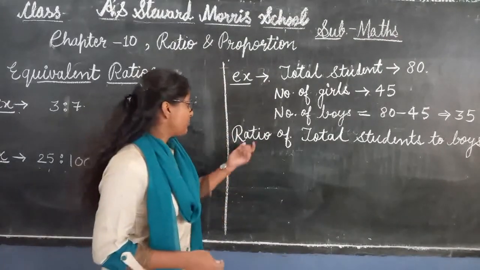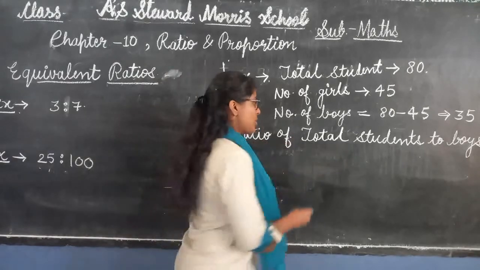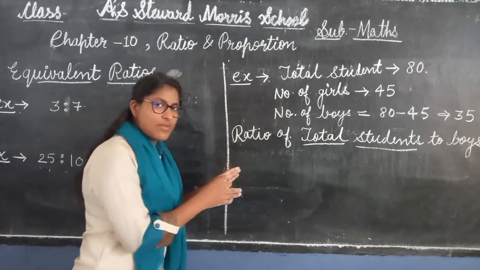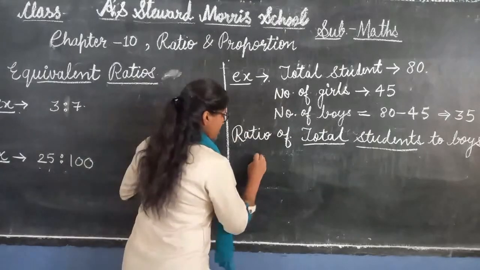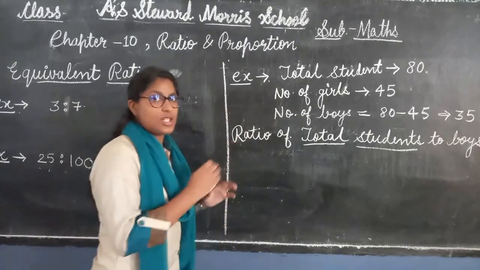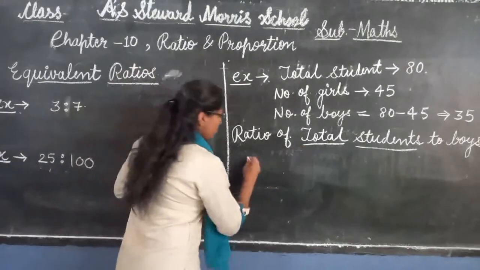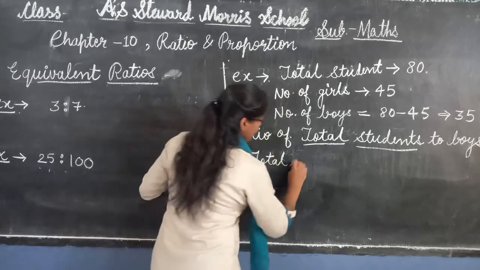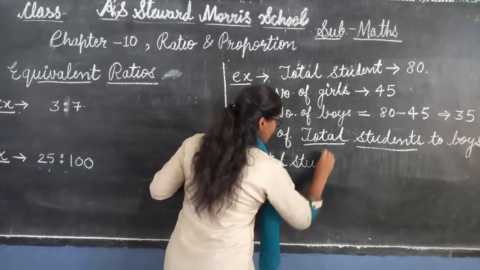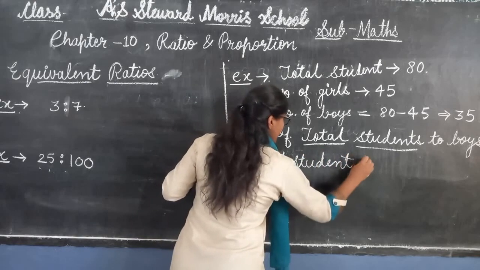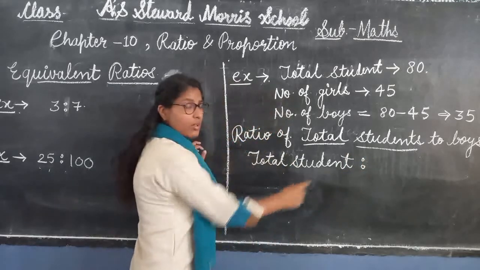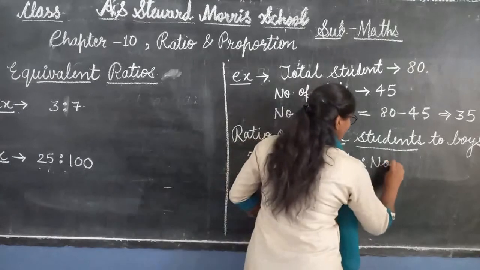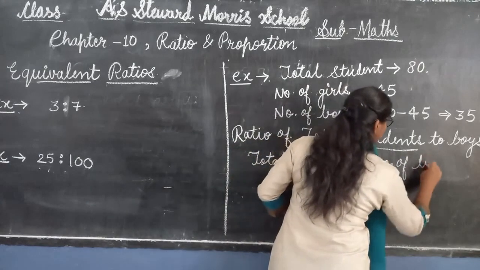Just one example, ratio of total students. Total students is written first. Whatever information is given first, we put that first, as the antecedent of the ratio. Total students is to, ratio symbol, okay, to boys. So here we are writing number of boys.